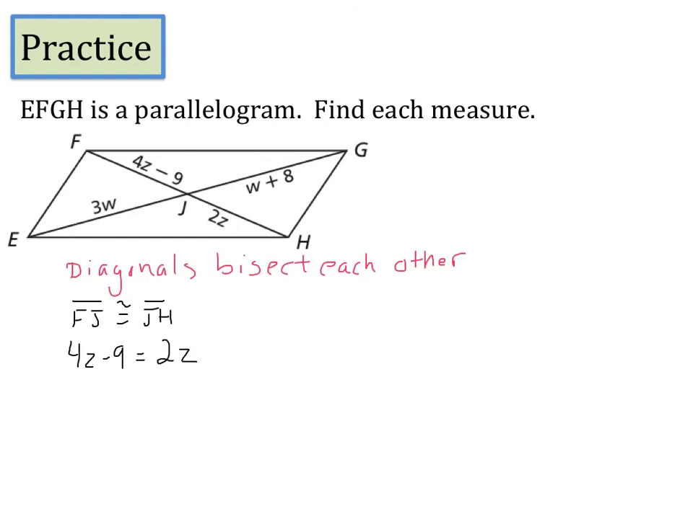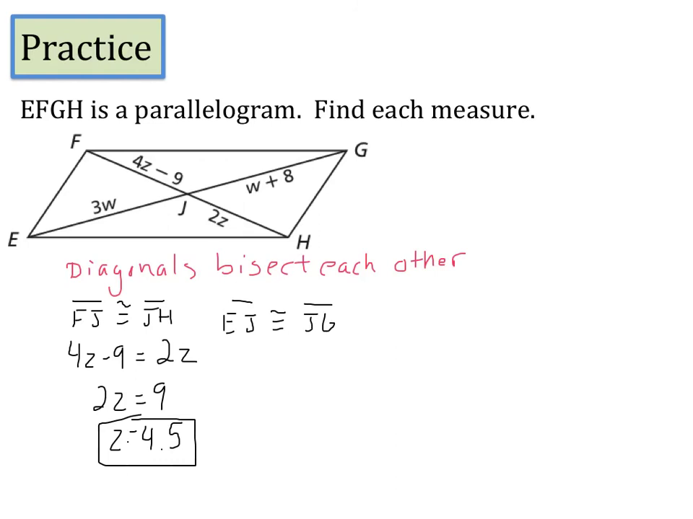I isolate z, so I have 2z equals 9. So z equals 4.5. So this is my first variable. Let me find w. So similarly, EJ is congruent to JG. I know EJ is 3w, and that's equal to w plus 8. I isolate w, I have w times 2 equals 8. So w here equals 4.